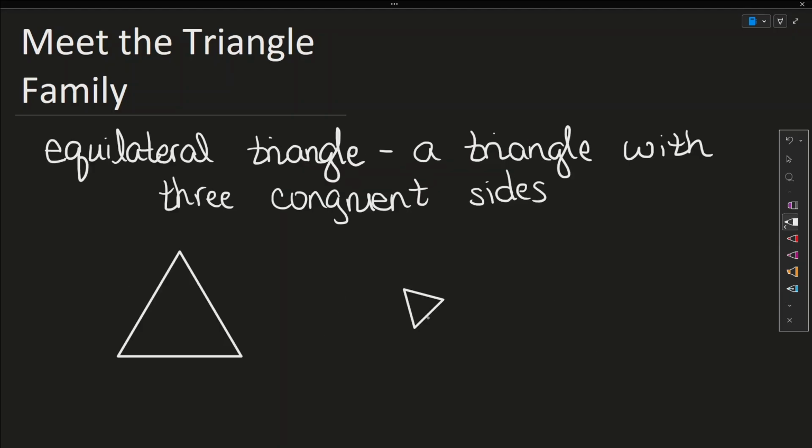An equilateral triangle is a triangle with three congruent sides. And because the three sides are equal, all three angles are also equal. This is our regular triangle.